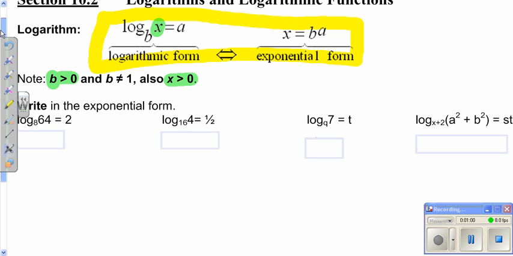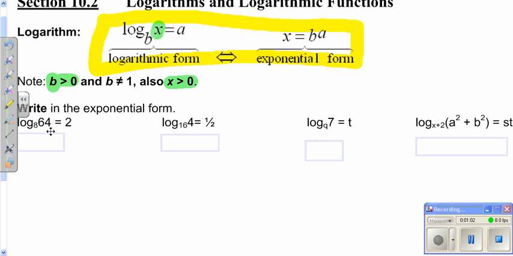Let's rewrite these from the logarithmic form to the exponential form. The easiest way to do it is to take your base, the 8 in this case, swing it over, and it's going to hit the 2 up as an exponent. And so you get 8 squared equaling 64. Two different ways to write the same thing, because what log base 8 of 64 means is 8 to what power is 64.